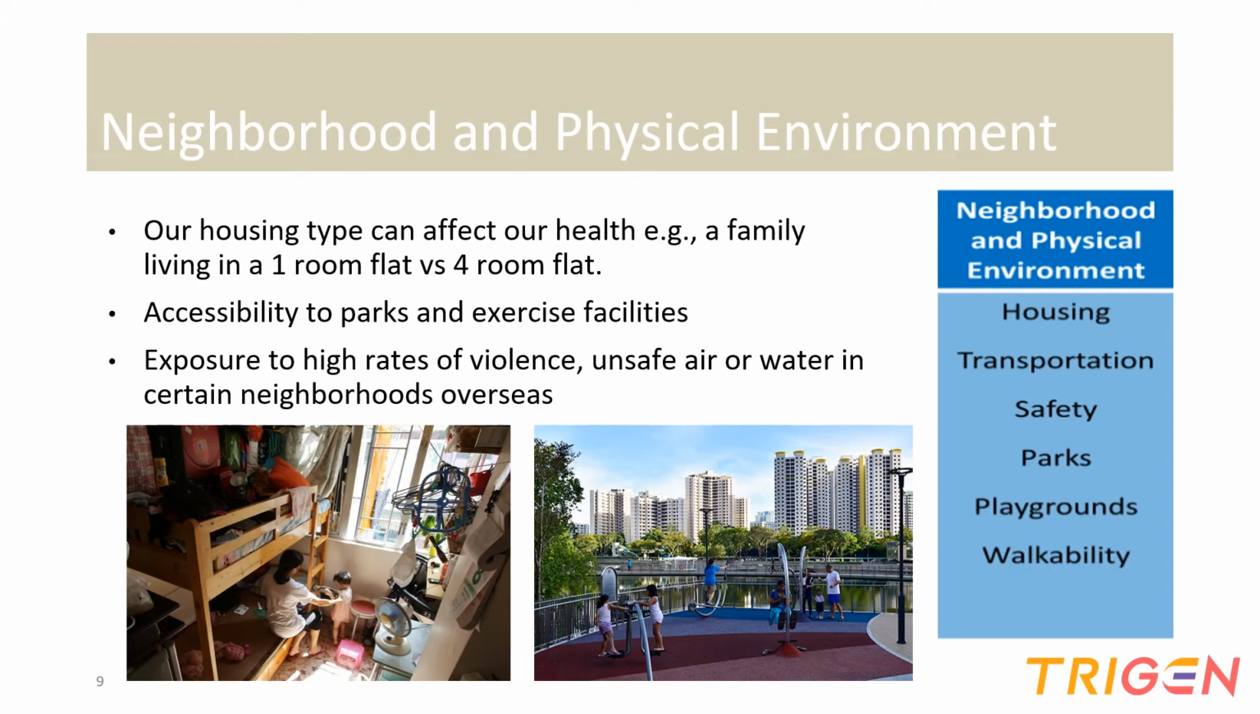Neighborhood and physical environment. Our housing type can affect our health. For example, a family living in a one-room flat versus a four-room flat. The amount of privacy as well as space to rest can vary and can have an effect on our mental health. Other examples would be accessibility to parks as well as exercise facilities. This may not be relevant to Singapore, but in other countries, certain neighborhoods may have exposure to high rates of violence, unsafe air, or even water, which can affect our health.